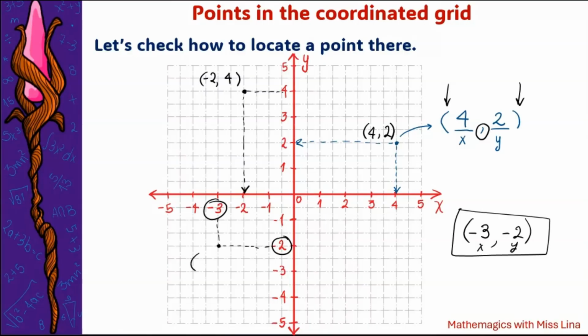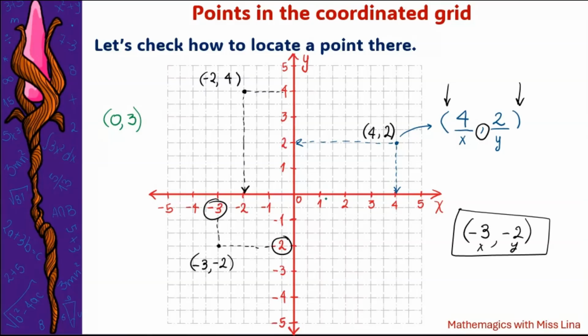This is the point minus 3, minus 2. Students used to get confused when the coordinate is 0, and I understand why. Imagine that you want to locate the point 0, 3, and then you go to the axis and it's not very clear where to put it.